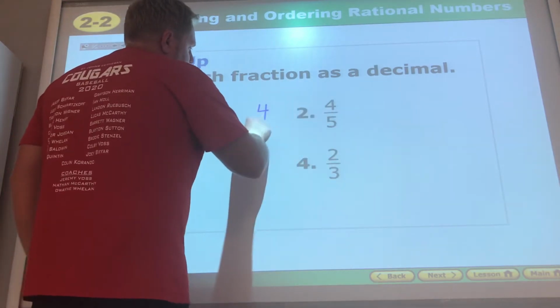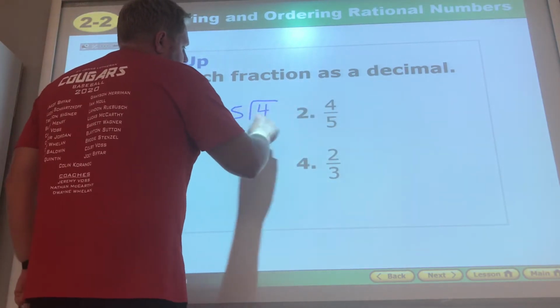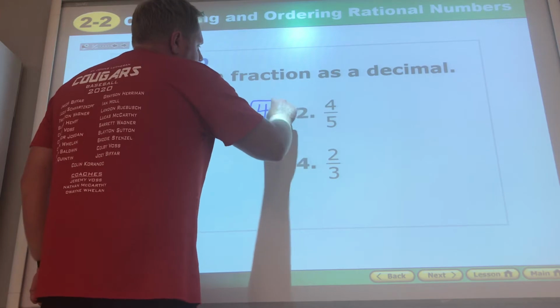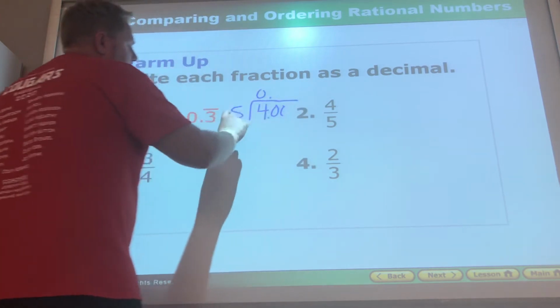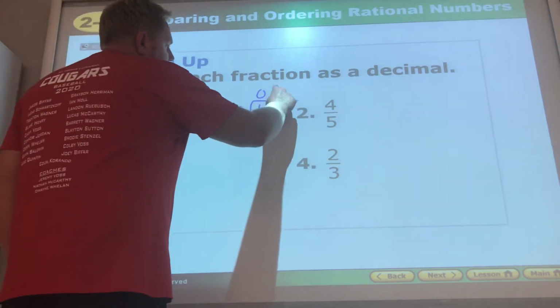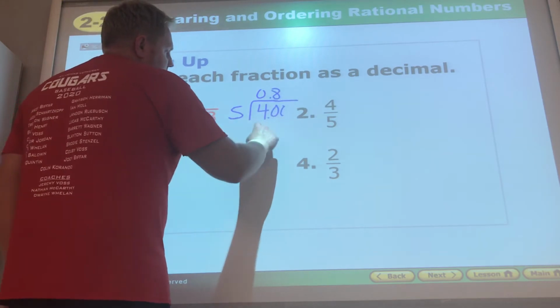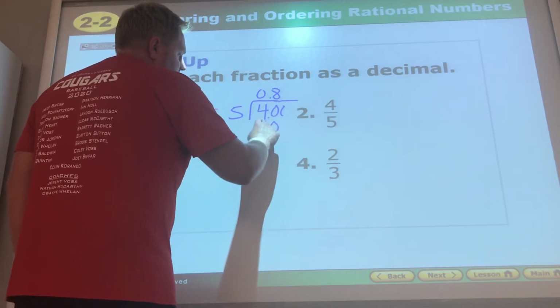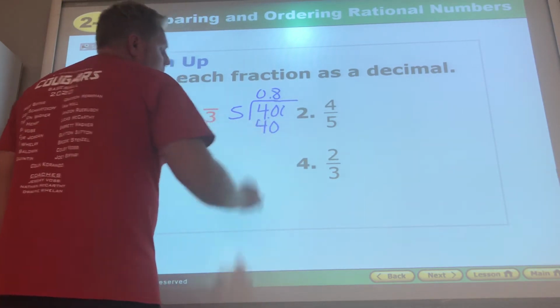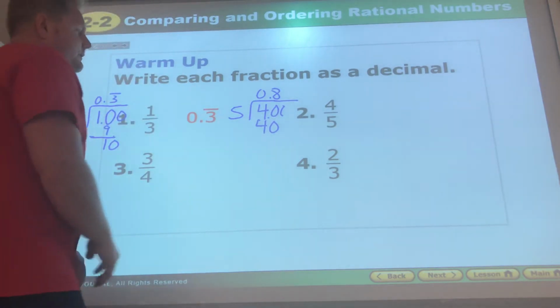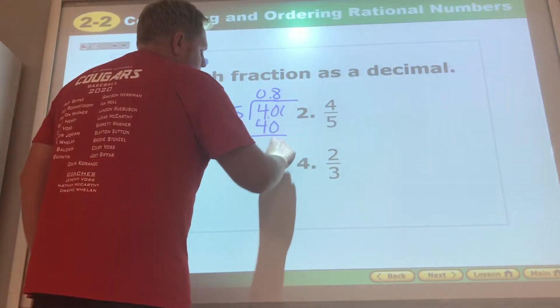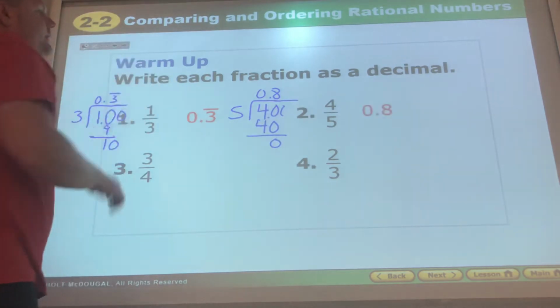4/5. 4, the numerator, is inside, the denominator is outside. 5 will not go into 4. It will go into 48 times. We do our subtraction. Okay, there's the 40. Goes down to 0, so 0.8.